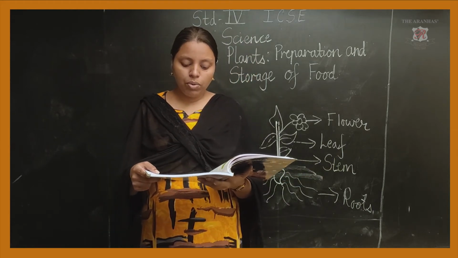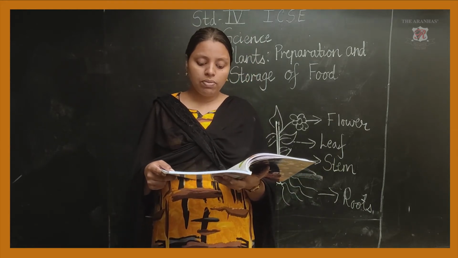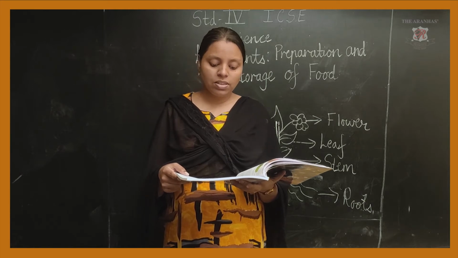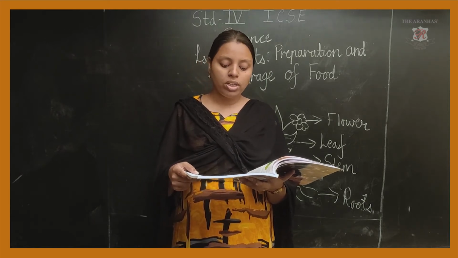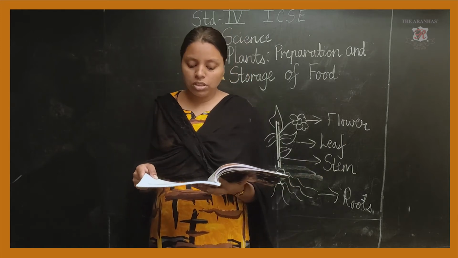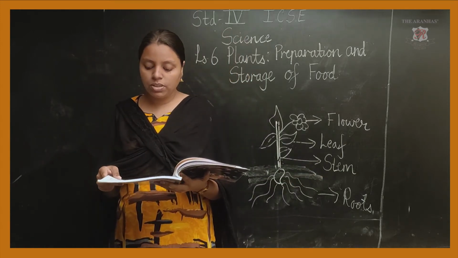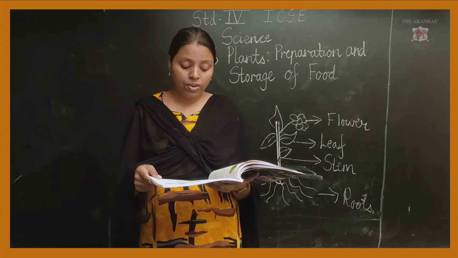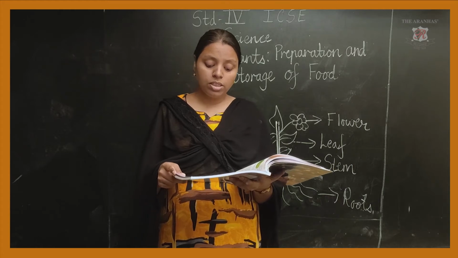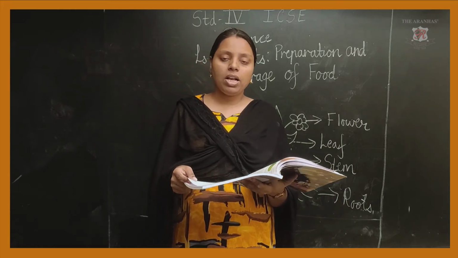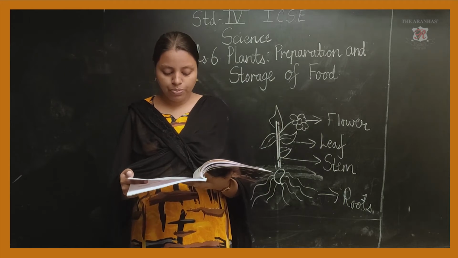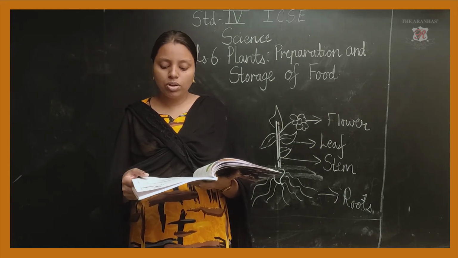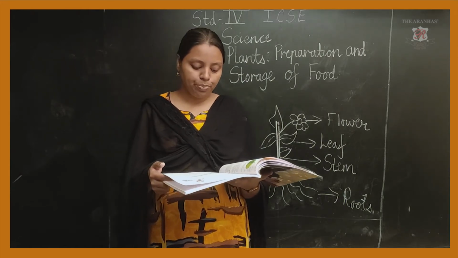Now there is give one word for. The first one, there are a few questions. What is the flat part of the leaf called? That is the leaf blade. What does the stomata do? What food does the plant store? What is the name of the green substance in the leaves? That is chlorophyll. What is the process by which plants prepare their food? Plants prepare their food with the help of photosynthesis. You can write all these questions in your textbook.